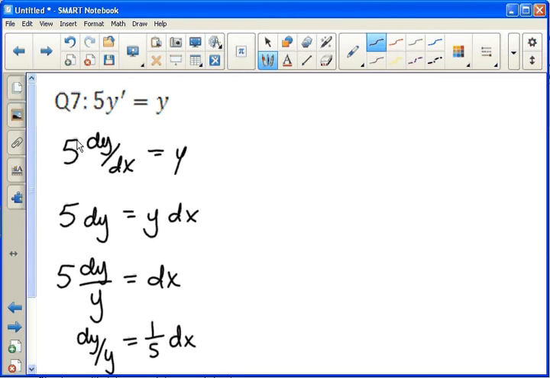So we've done Leibniz, that's the dy dx part. We've separated the variables, so all the y's are on the left, all the x's are on the right. And now I'm going to integrate. The integral of dy over y is the natural log of the absolute value of y. The antiderivative of 1/5 dx is 1/5 x plus c.